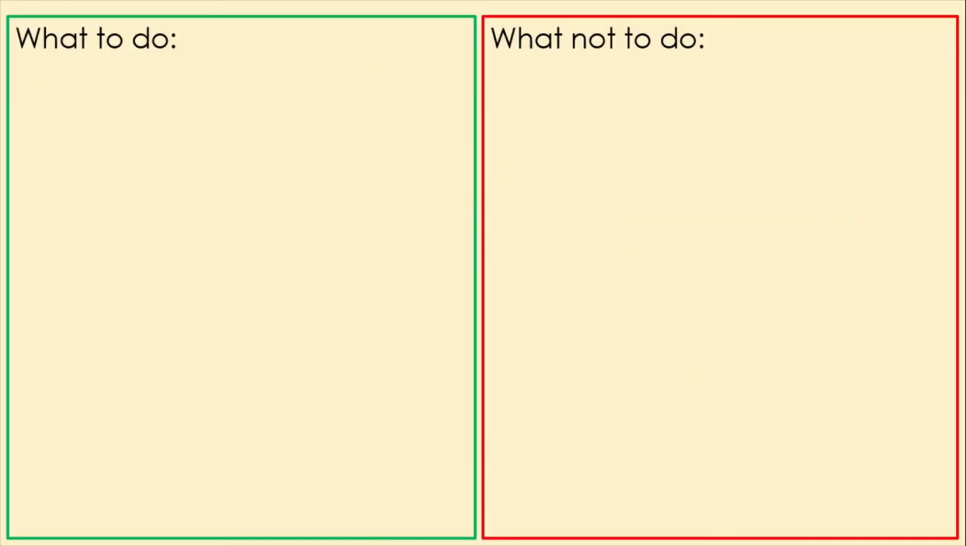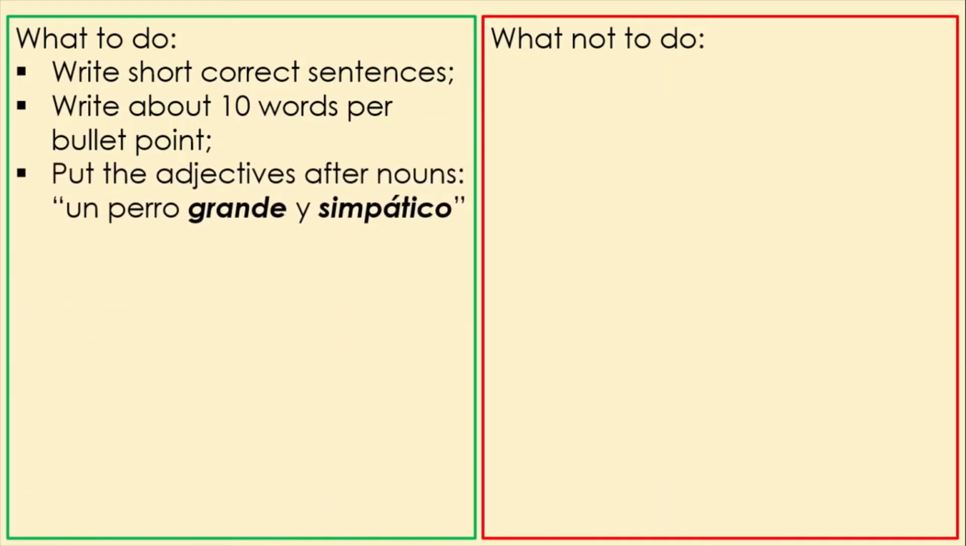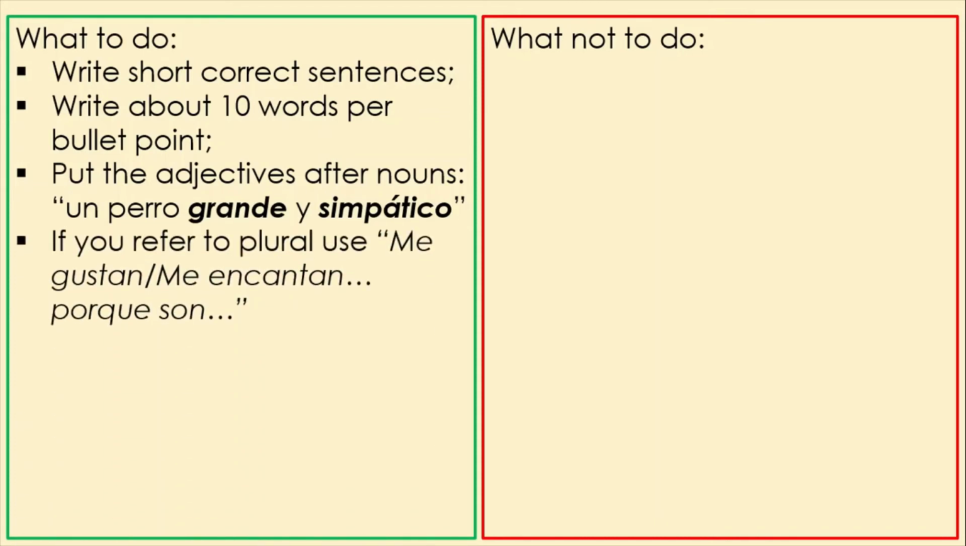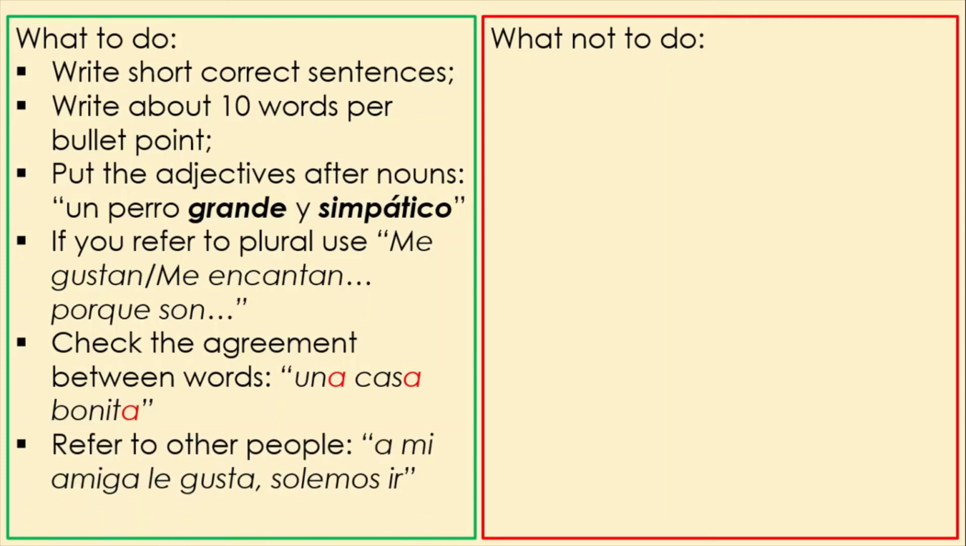So let's see now what to do and what not to do in your exams. What to do? Write short, correct sentences. Write about 10 words per bullet point. Put the adjectives after nouns, for example, un perro grande y simpático. If you refer to plural, use me gustan, me encantan, porque son. Check the agreement between words. Una casa bonita. Refer to other people. A mi amiga le gusta. My friend likes. Solemos ir. We usually go. Answer all the 4 bullet points.